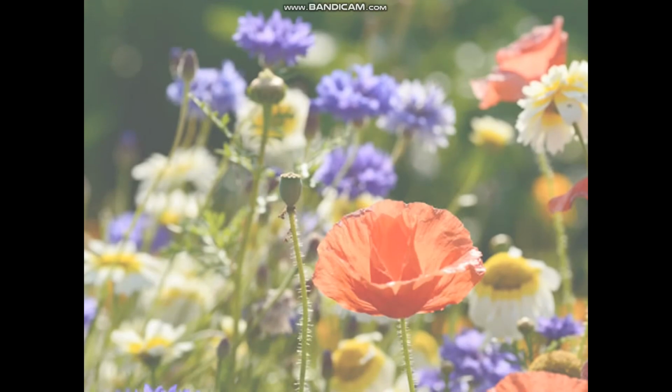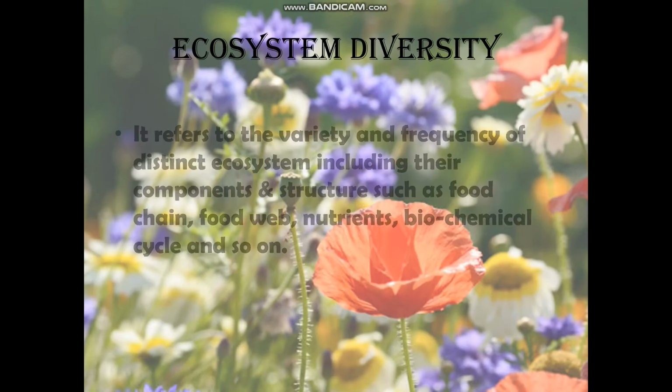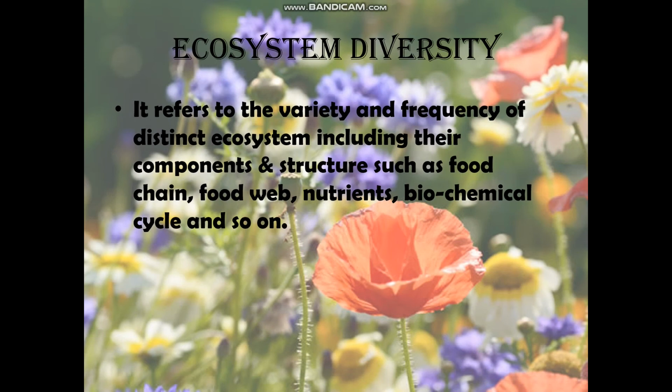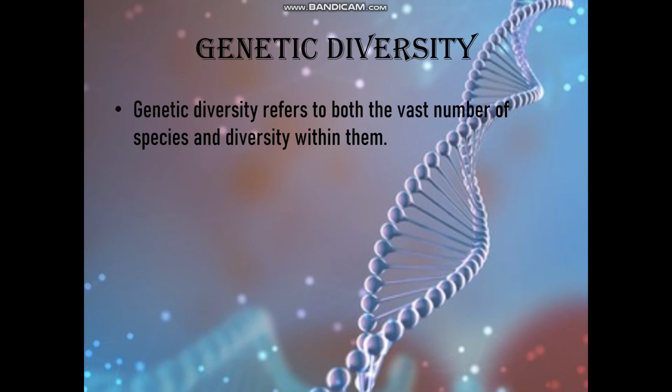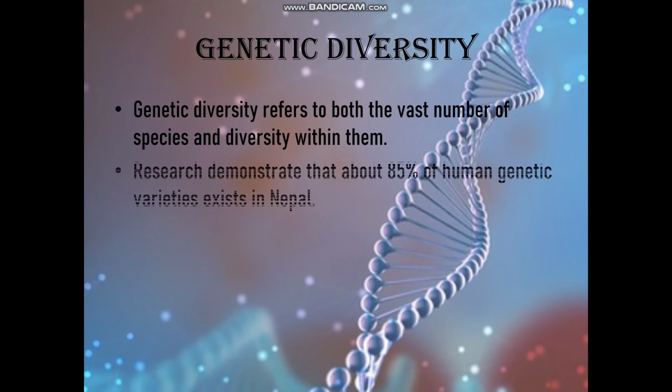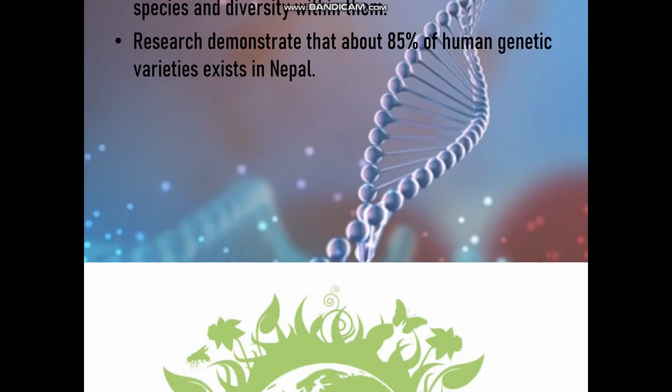Categories of biodiversity: ecosystem biodiversity, genetic biodiversity, species biodiversity. Here, ecosystem biodiversity refers to the variety and frequency of distinct ecosystems, including their component and structure, such as food chain, food web, nutrients, biochemical cycle, etc. There are 118 ecosystems prevailing in Nepal. Similarly, genetic biodiversity is the vast number of species and the diversity within them. In fact, research consistently demonstrates that about 85% of human genetic variation exists in Nepal.